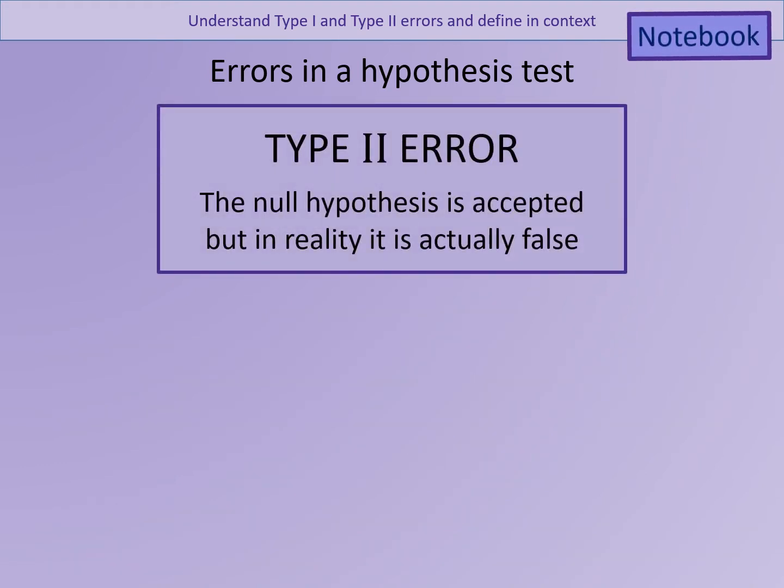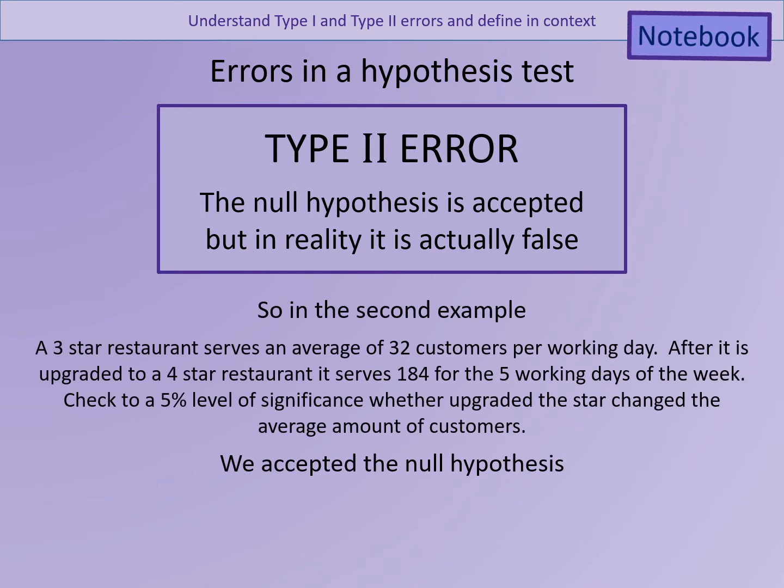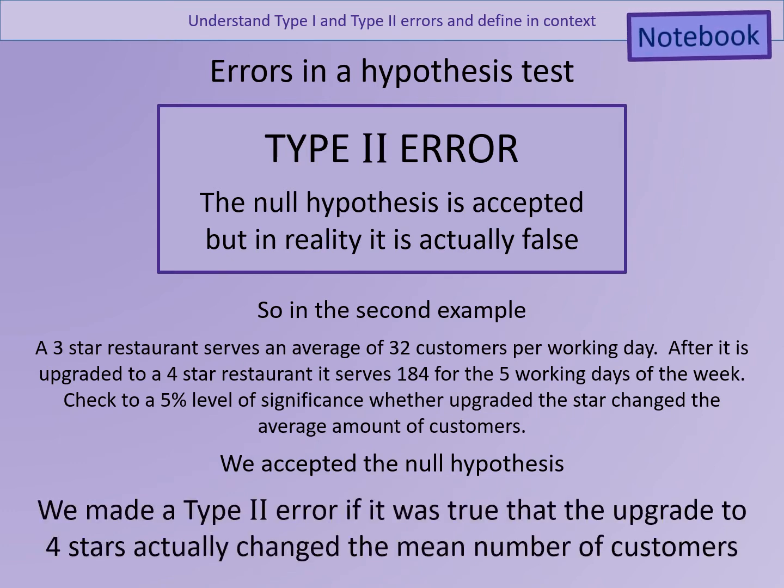In a type 2 error, the null hypothesis is accepted, even though in reality it is false. So in the example we looked at with the 3-star restaurant upgraded to a 4-star restaurant, we accepted the null hypothesis. In other words, we rejected the idea that the star rating had changed the number of customers coming to the restaurant. If it turned out it was actually true that the upgrade to 4 stars had changed the mean number of customers, we would have made a type 2 error.